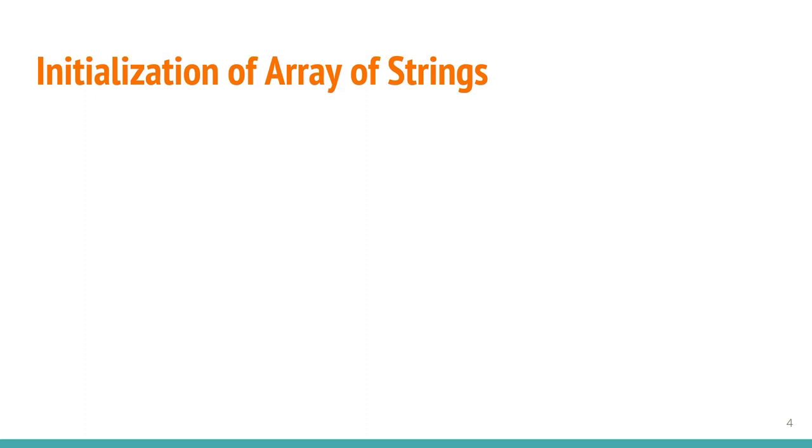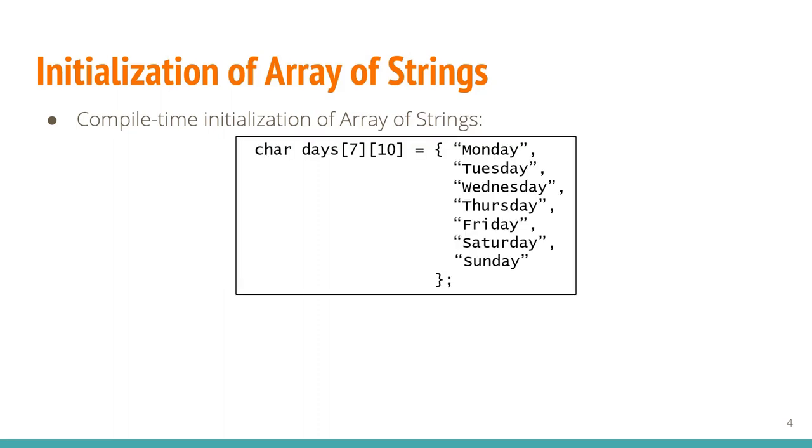We'll now see initialization of strings. Since strings are arrays and we have already seen the initialization of arrays, there are 2 ways to initialize arrays. Similarly, even array of strings has 2 ways of initialization. The first one is compile time initialization of array of strings. The syntax goes like this. In fact, there are 2 ways to provide compile time initialization of array of strings. The first one shown here is the easy approach to specify values to array of strings.